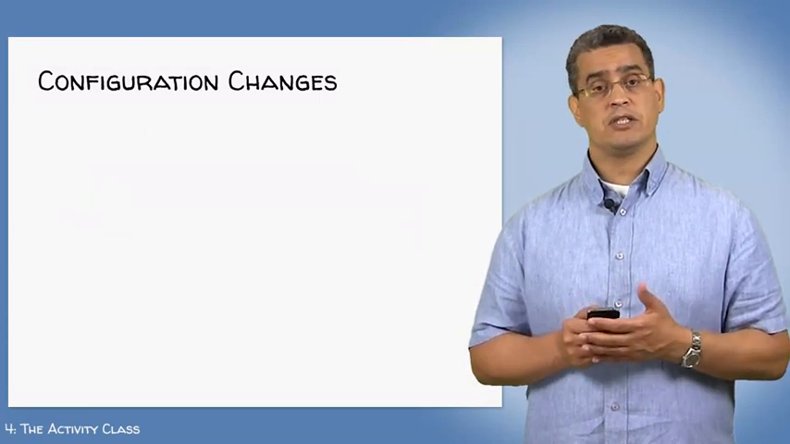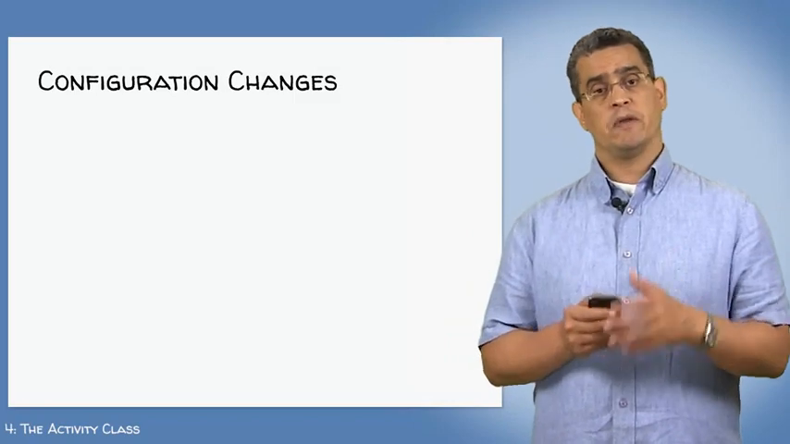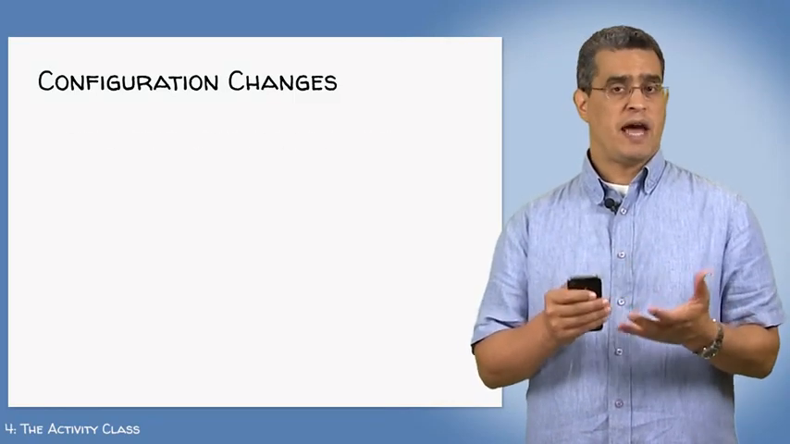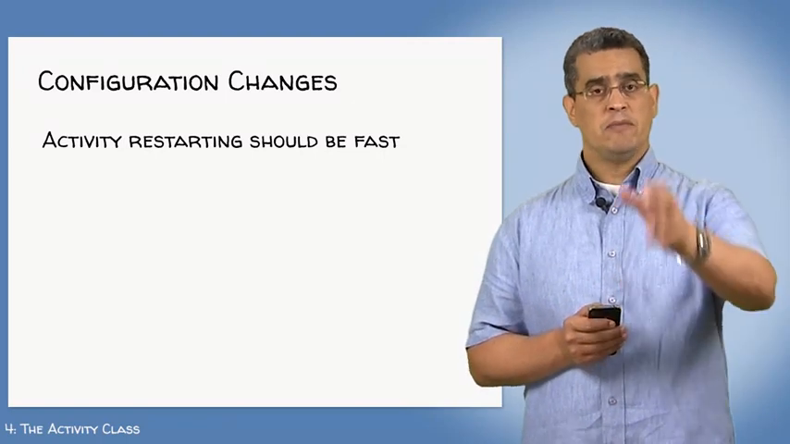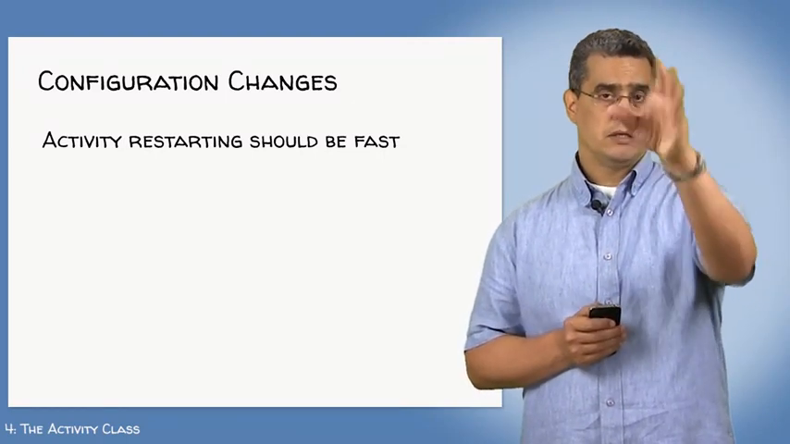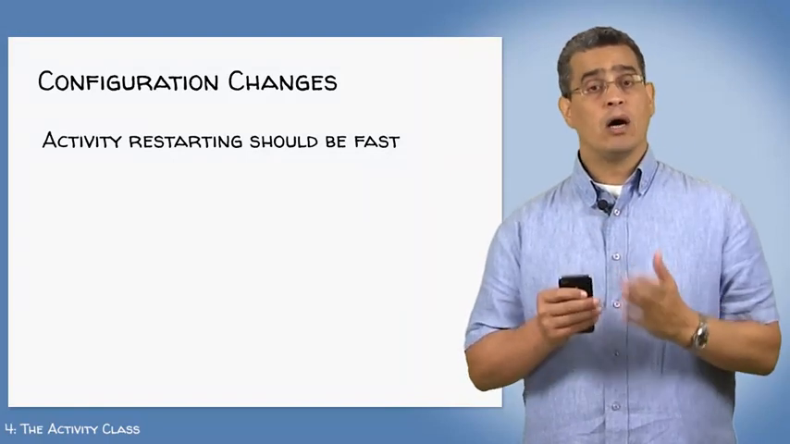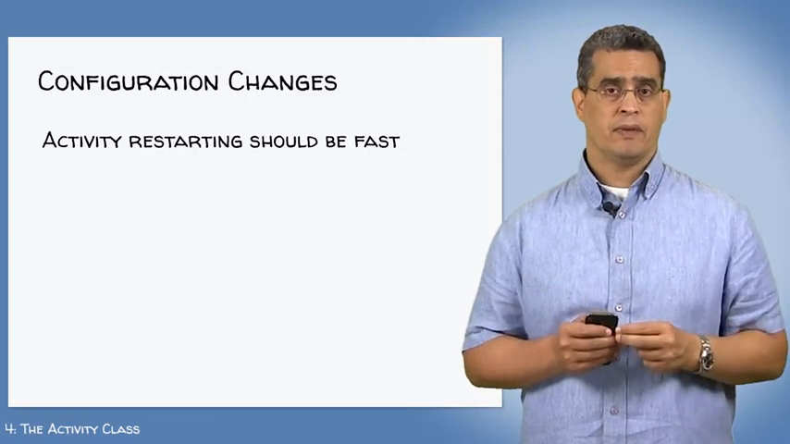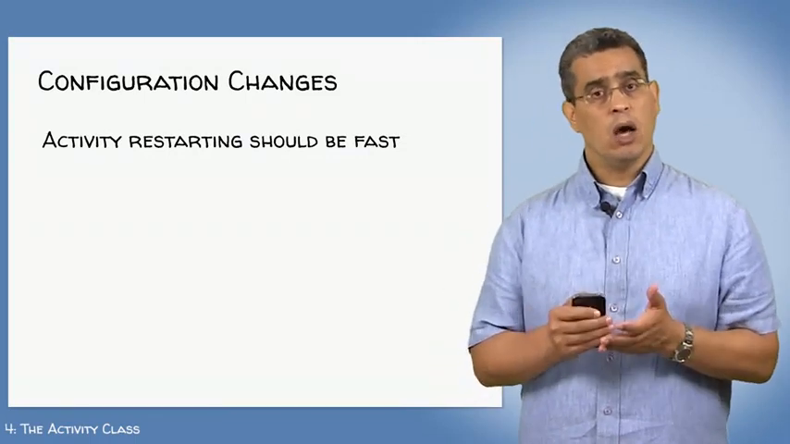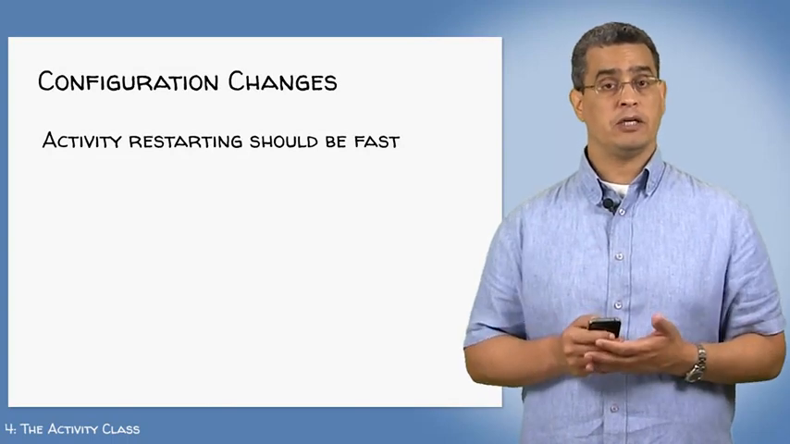Now since configuration changes can happen frequently while using an application, you want to make sure that your lifecycle method code is fast. Consider device orientation changes, for example. If you move the device from portrait mode to landscape mode and back to portrait mode, that will cause the current activity to be killed and restarted twice. So if your startup code is slow, that's really going to affect your user's experience with your application.